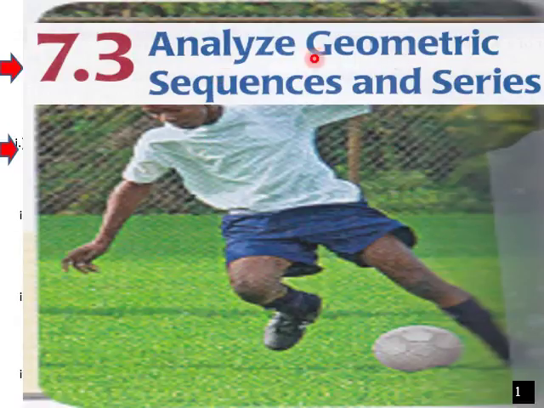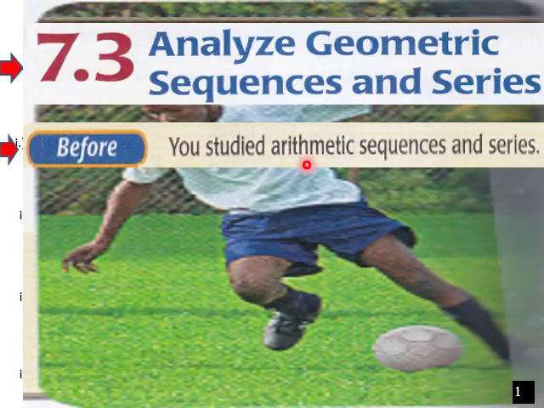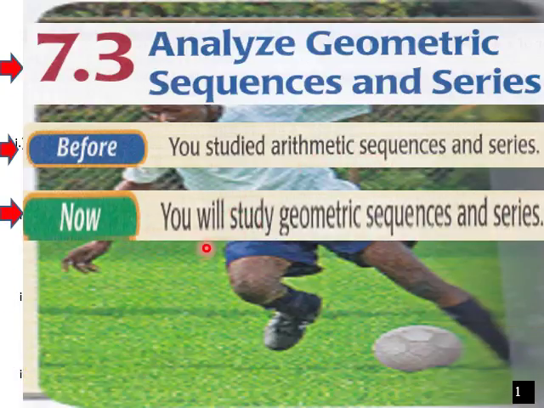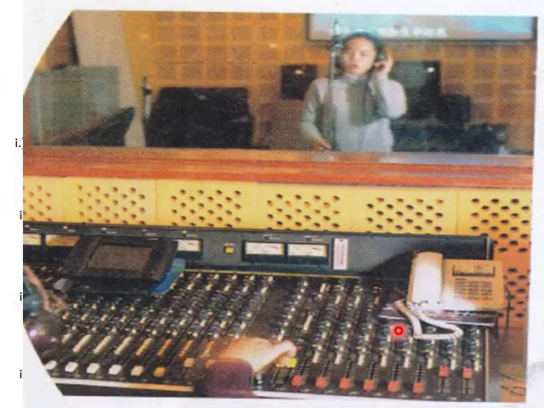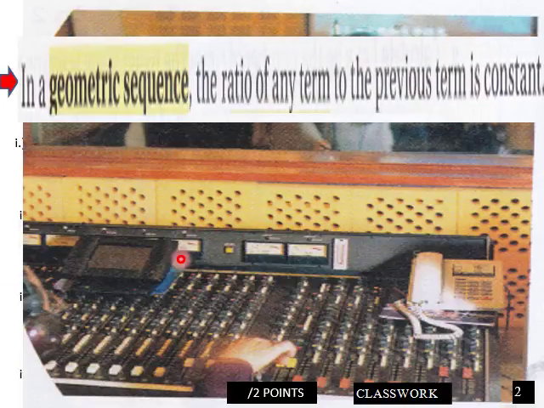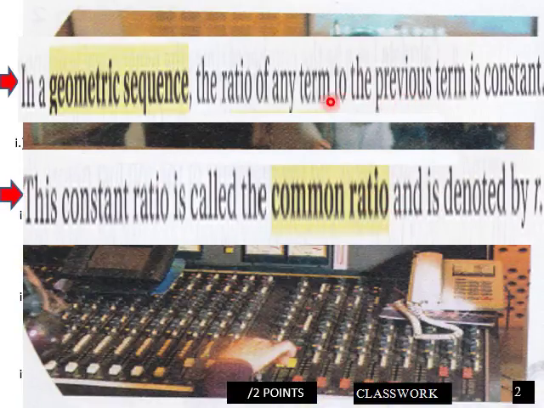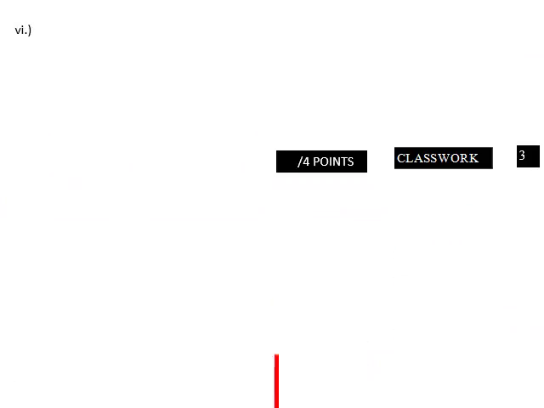7.3, analyze geometric sequences and series. You've studied arithmetic sequences and series. You will study geometric sequences and series, so you can solve problems about tournaments. In a geometric sequence, the ratio of any term to the previous term is constant. This constant ratio is called the common ratio and is r.